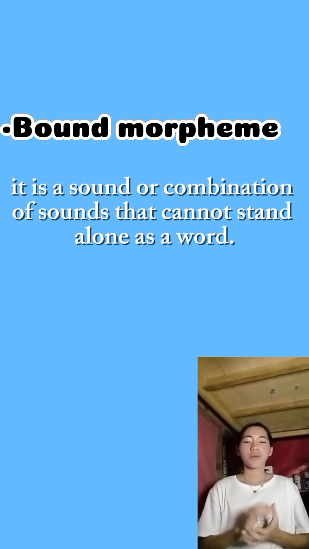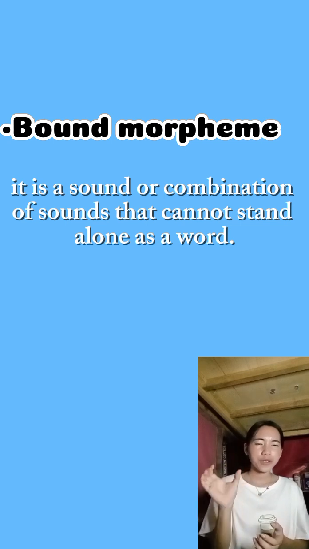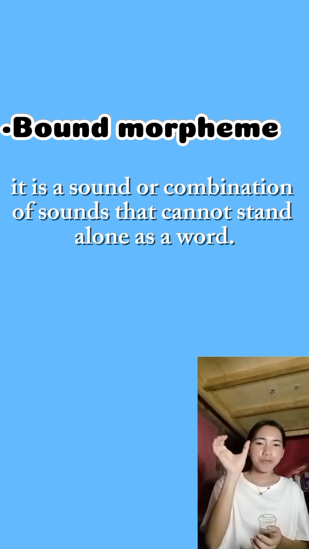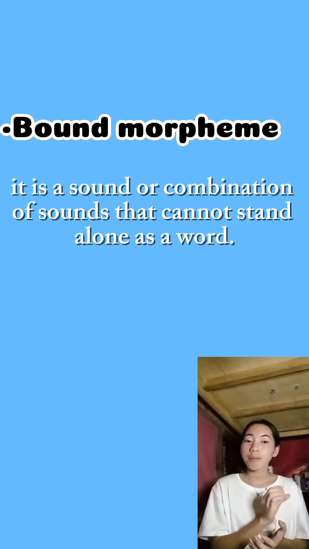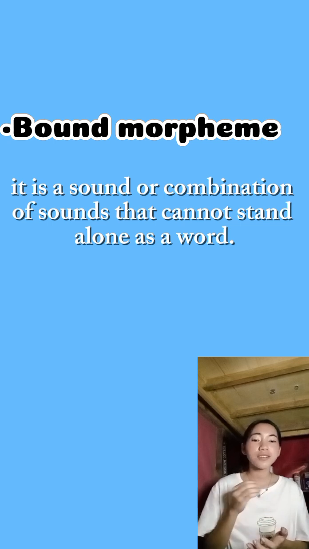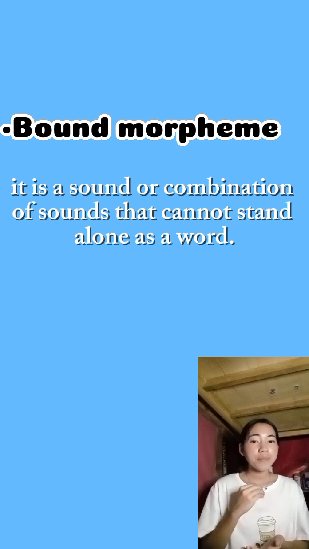So example, sa word nga friendly. So sa word nga friendly, kung tangtangon tong friend which is ang free morpheme, mabilin ang ly, mao siya ang bound morpheme which is dili siya maka-stand alone. Kay kung mabilin siya, wa ta kasabot or dili nato masabtan kung unsay meaning ato niya. Pero kung simple siya, mahibaw-an nato kung unsay meaning.